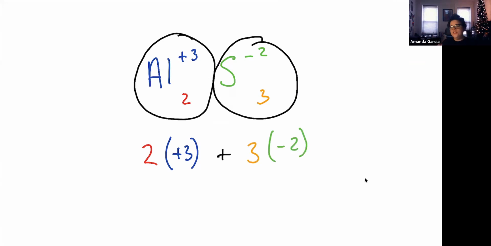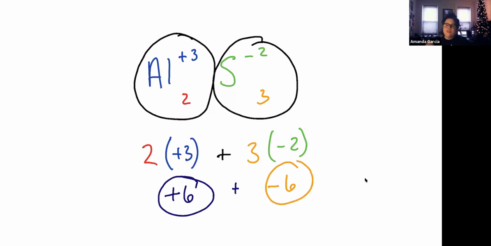And from there, you're just going to do math, knowing that the ultimate goal is having an overall neutral charge. 2 times +3 is simply +6. That is the overall positive charge coming from this compound. And I'm going to add that to 3 times -2, which is -6, meaning that is the overall negative charge coming from this entire compound.